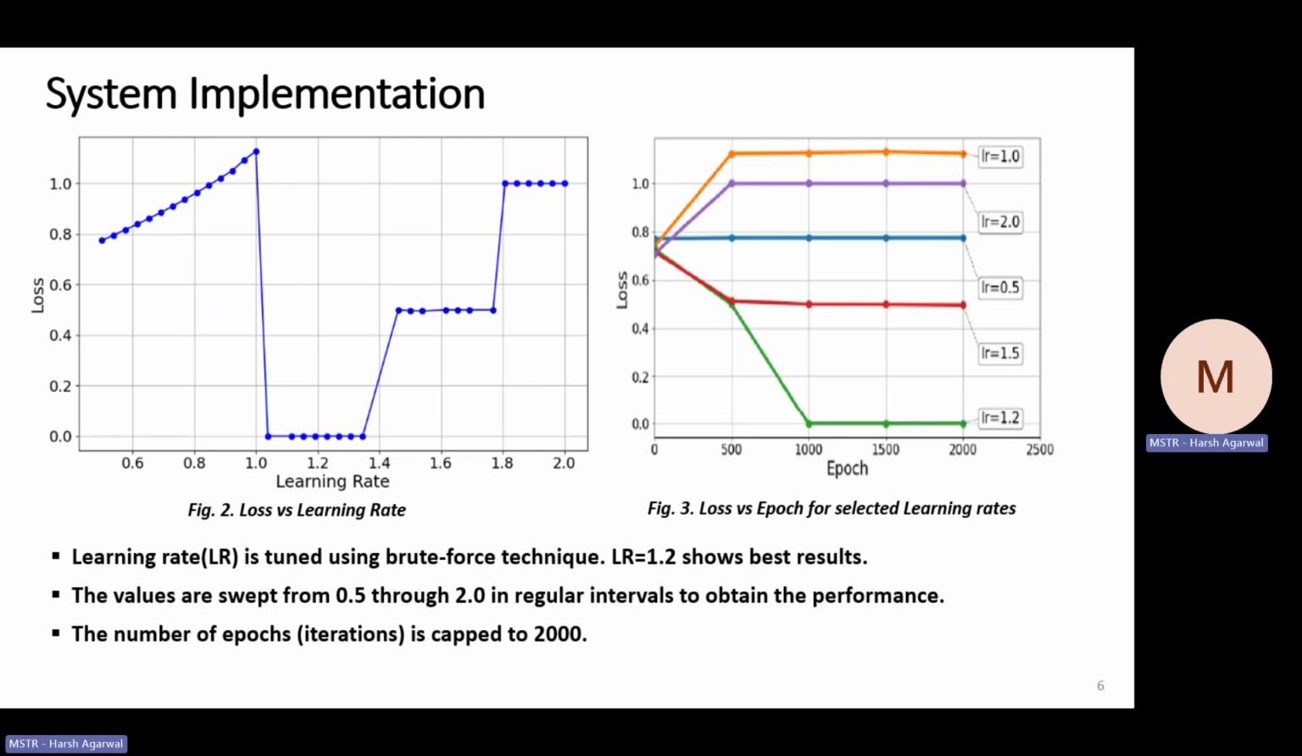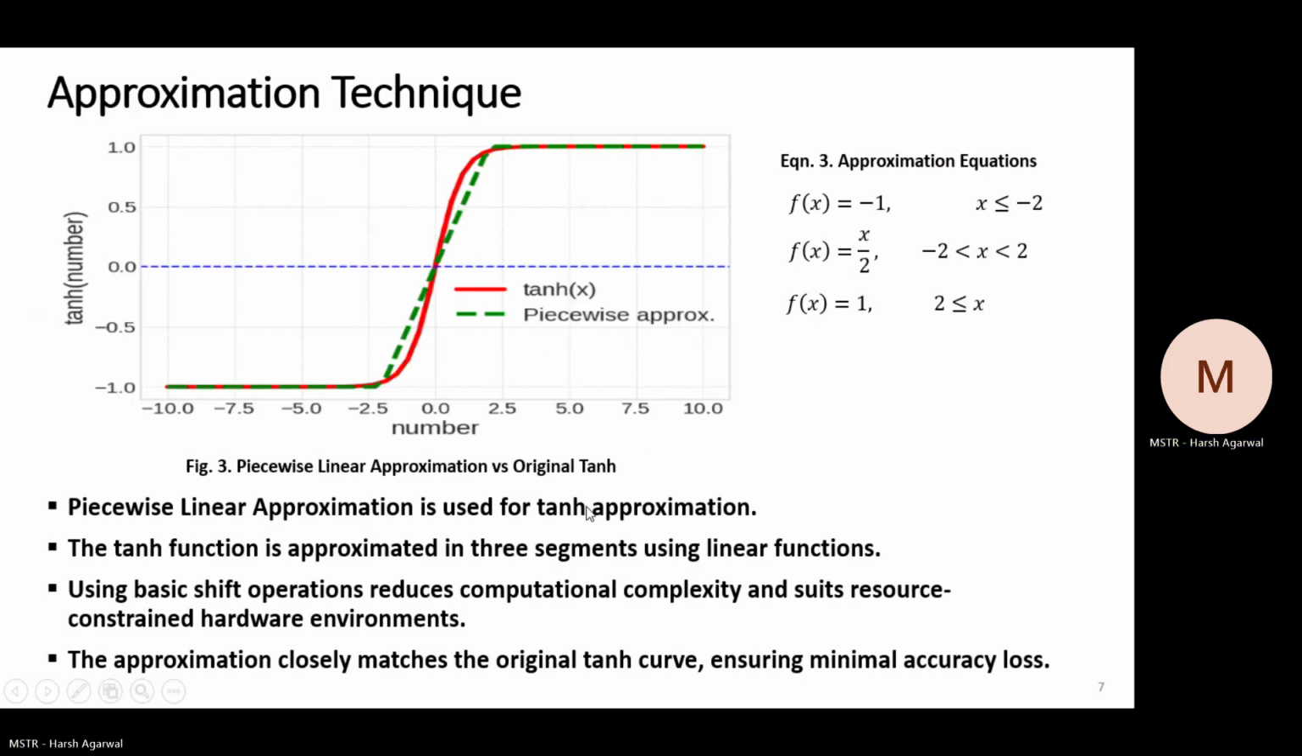Once we determine the best learning rate, we do the training and obtain the final weights and the biases for our further hardware implementation. Now, moving on to the hardware implementation, the first determination we need to make is the approximation technique.